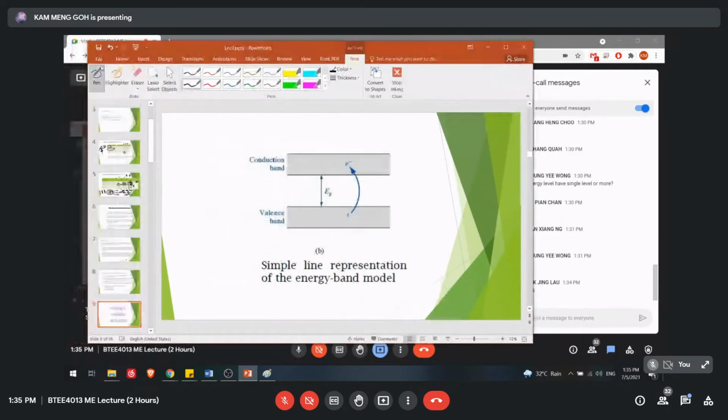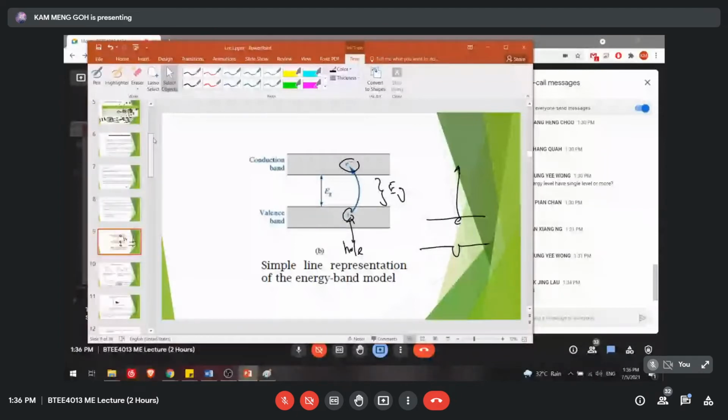Conduction band, valence band, in between, the energy gap. An electron jumps from here to here. When the electron jumps, you can see the electron is here, but here it will construct a hole. Imagine that at first the hole was filled, but if the electron jumps from here to here, you create something like this because the electron already jumped. So the hole is there conceptually.